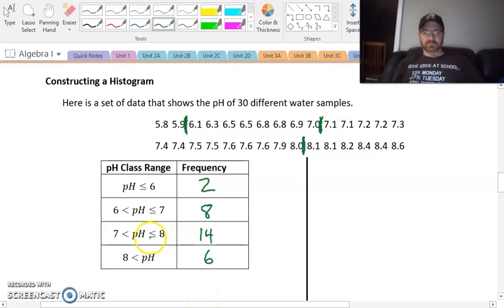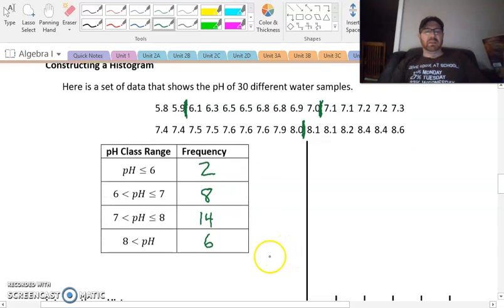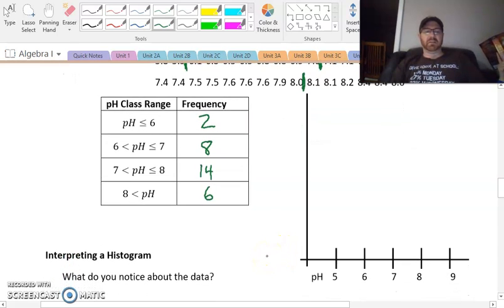Now, just to double check, add these up. 2 and 8 is 10, 24, 30. We were supposed to have 30, so I know I counted them all correctly. All right, so how do we make a histogram out of this?